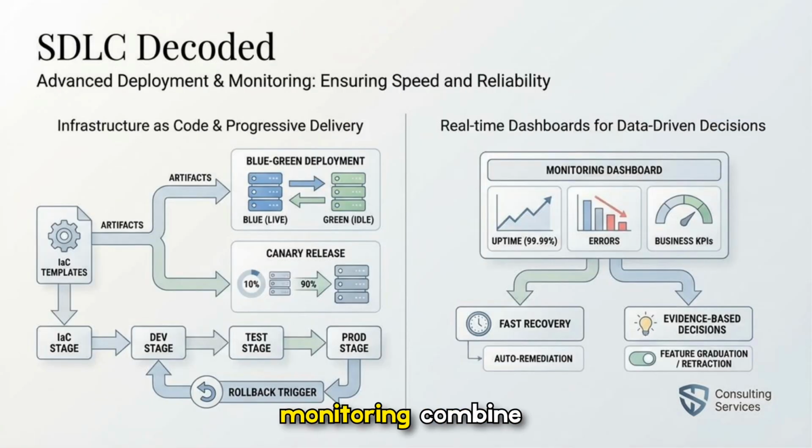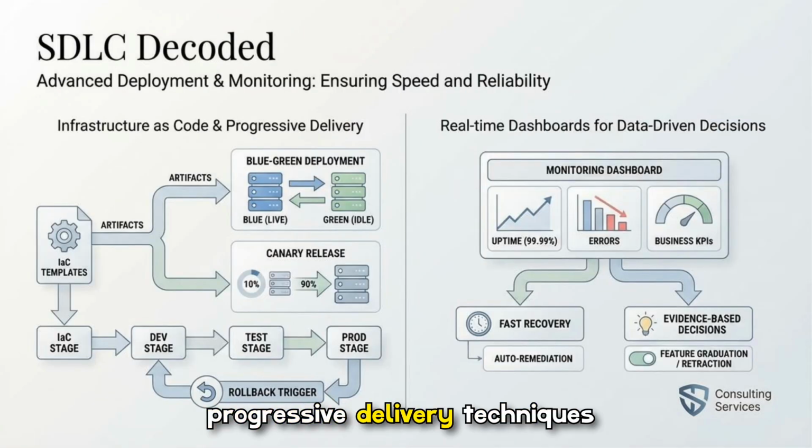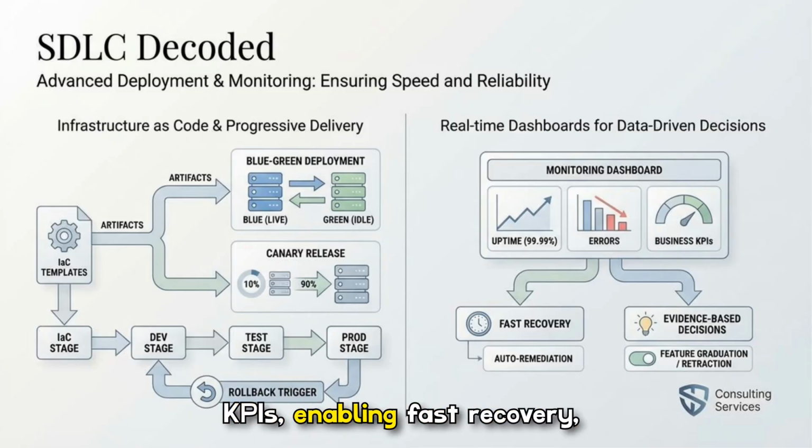Advanced deployment and monitoring combine infrastructure as code with progressive delivery techniques like blue-green and canary releases across dev, test, and prod stages, with rollback triggers to limit impact. Real-time dashboards track uptime, errors, and business KPIs, enabling fast recovery, auto-remediation, and evidence-based decisions about promoting or retracting features.